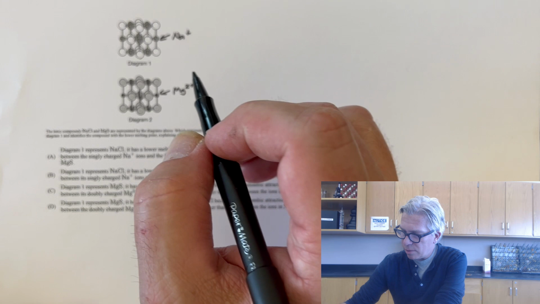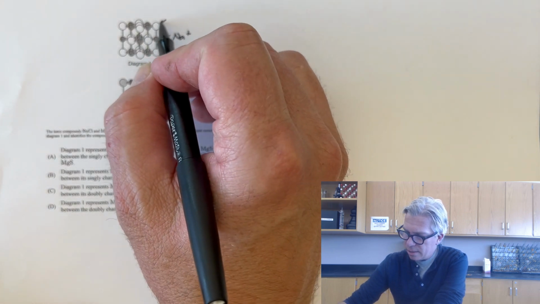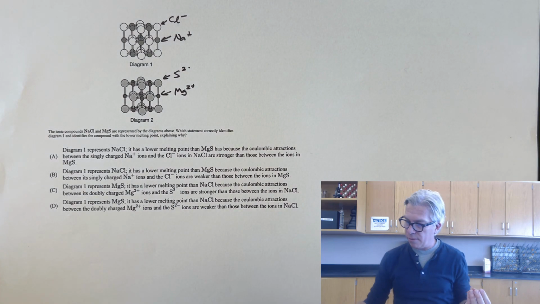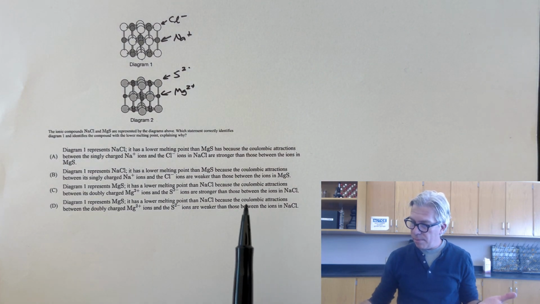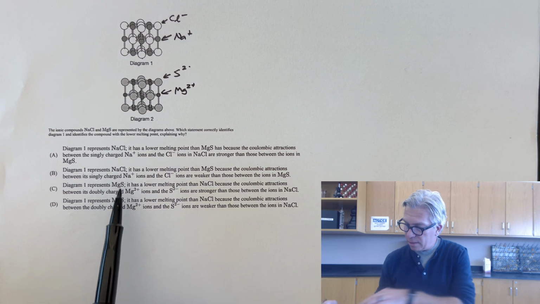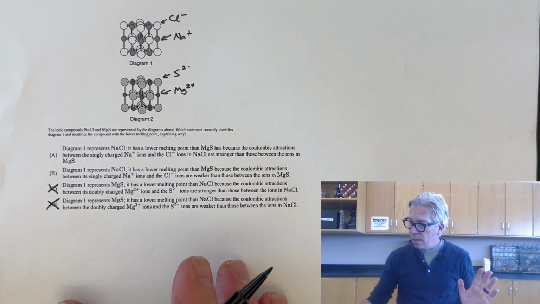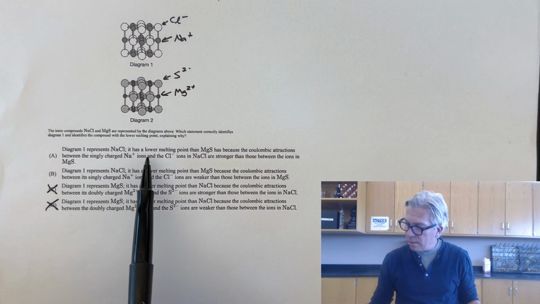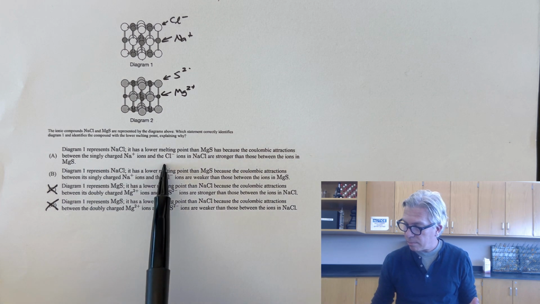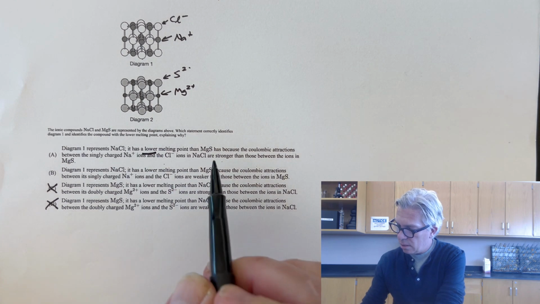And also, if you squint really hard, those look a little bit bigger than the chloride ions. So I'm going to guess that those are the sulfide ions. So that means diagram 1 is NaCl. So that means I can get rid of those two. Process of elimination. Great. So it has a lower melting point than MgS because the coulombic attractions between the singly charged sodium and chlorine are stronger. So we're looking at lower, stronger.